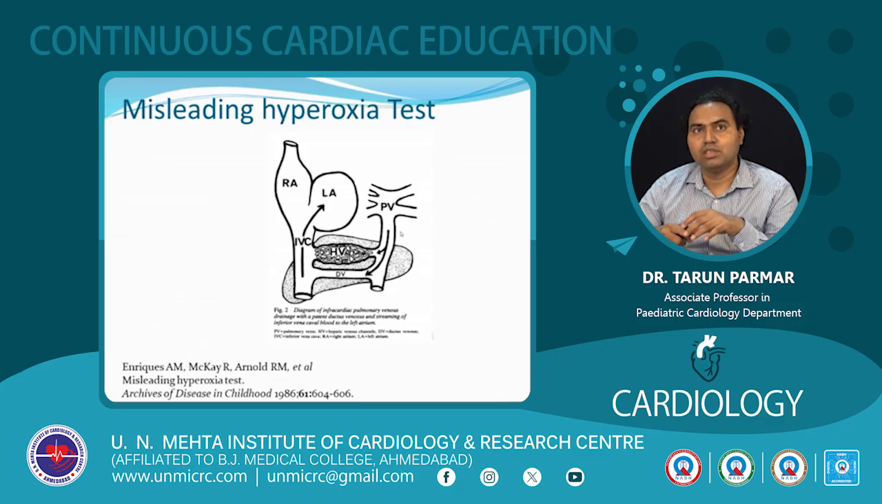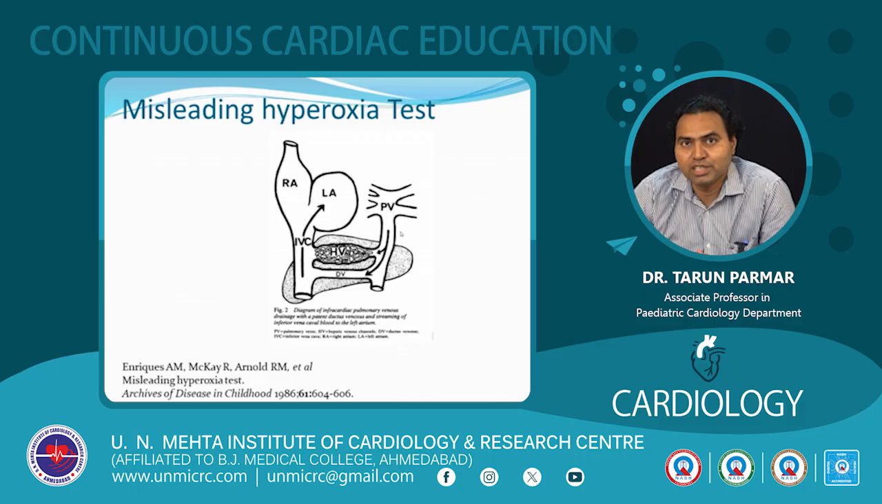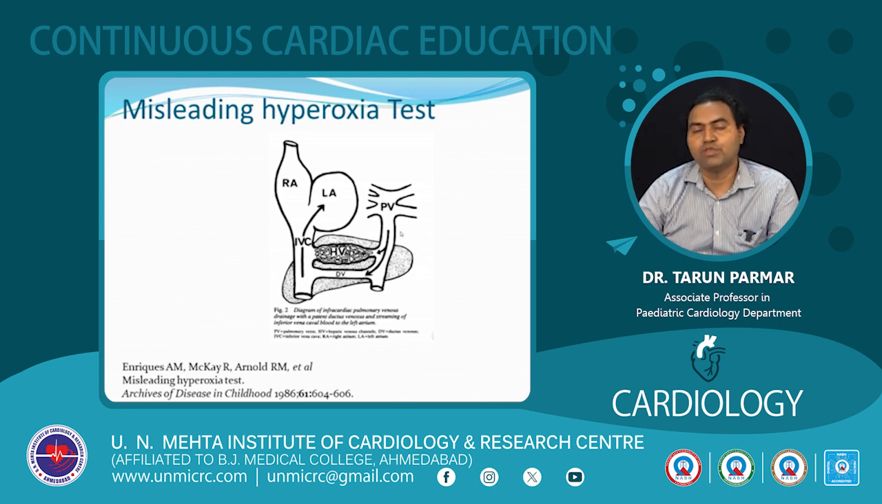So this is one misleading hyperoxia test, a case report in which the patient was having infracardiac TAPVC with open ductus venosus. What happened in this particular case is they checked the PO2 during the first few days of life, and it was more than 150, and they sort of ruled out cyanotic CHD and treated the patient as a respiratory condition.